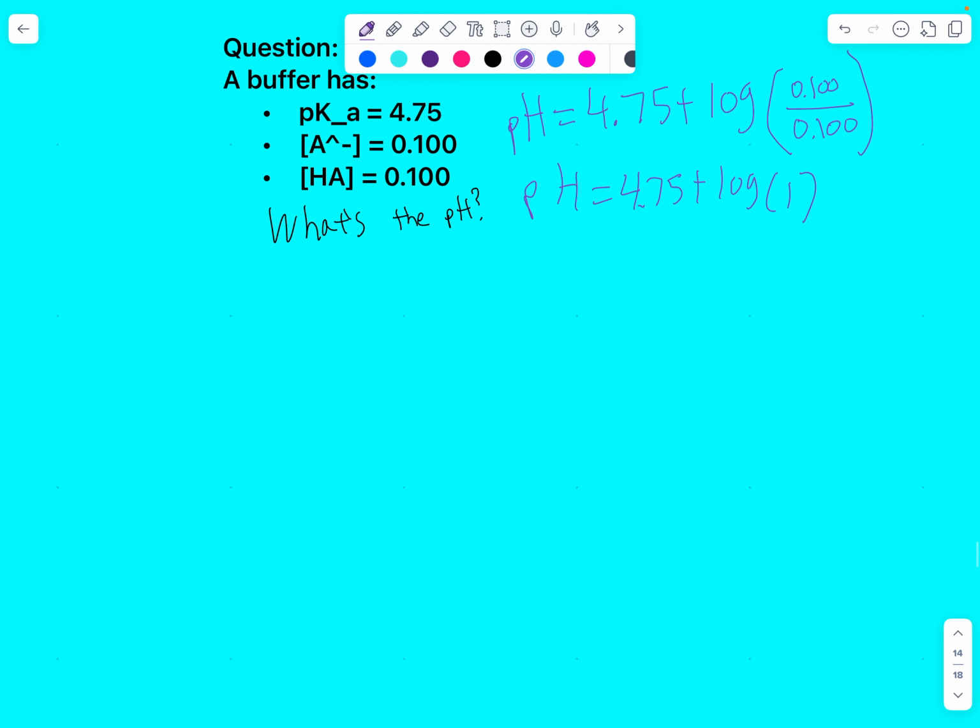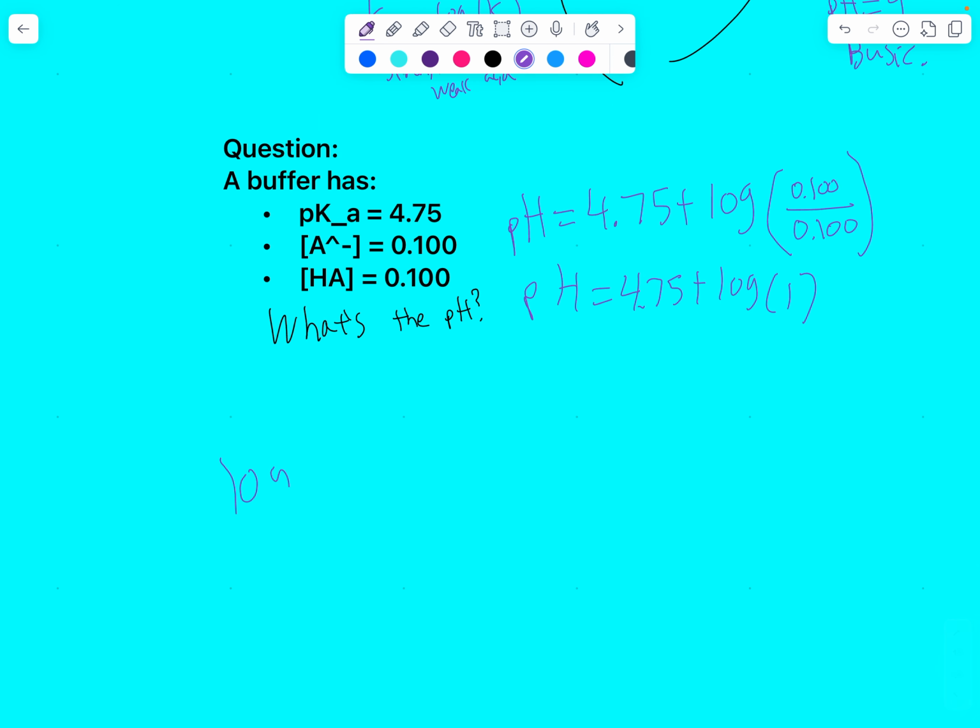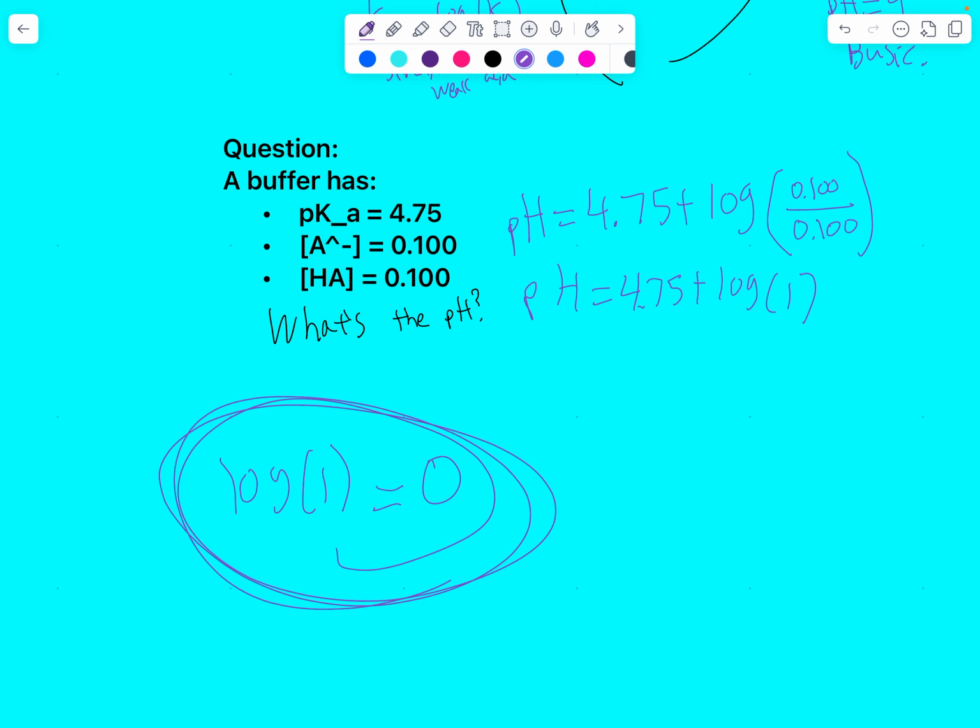This is something you guys need to understand. Log of 1, something to memorize, is 0. Know that for physics, know that for chemistry, know that for calculus, algebra, everything. Okay, log of 1 is 0. So it's 4.75 plus 0, basically. 4.75. This is the answer. All right, hopefully that wasn't too bad.